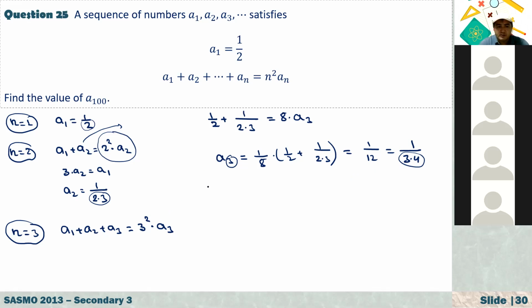So it's 10,100. How about a4? a1 plus a2 plus a3 plus a4, and here we have 4 squared times a4. So 15 a4 is equal to a1 which is 1 over 2, a2 is 1 over 6, a3 is 1 over 12, which is equal to 6 plus 2, 8, plus 2, over 10, 10 plus 1, 11. Is it 11?